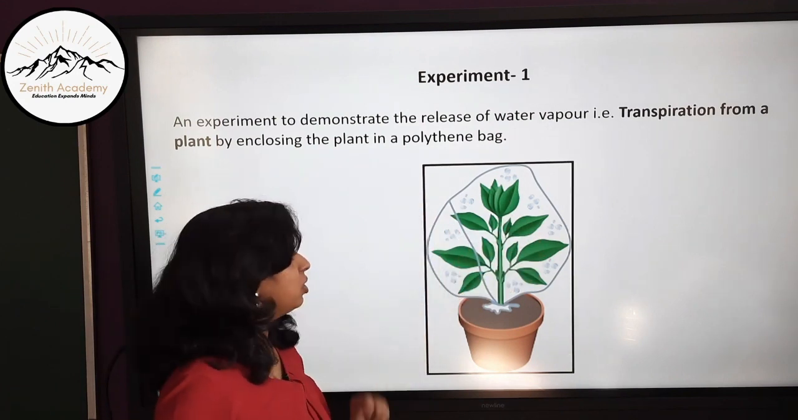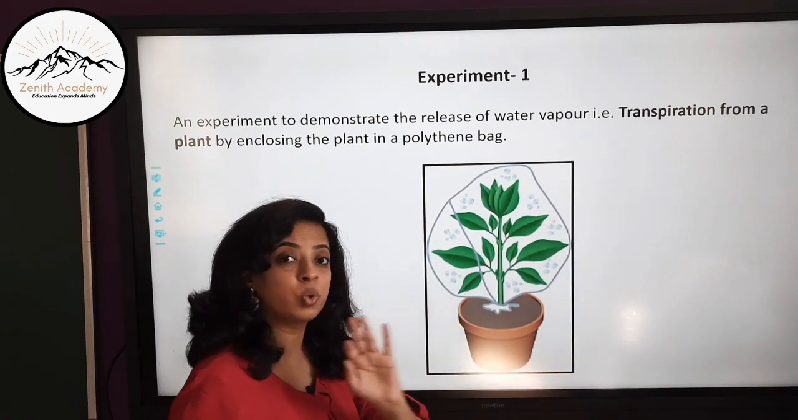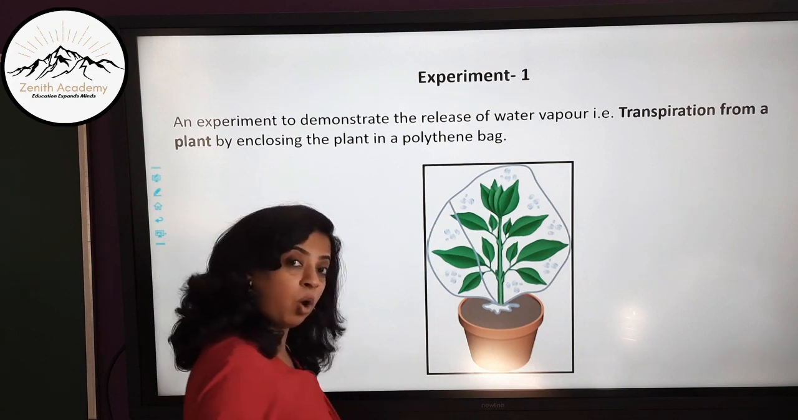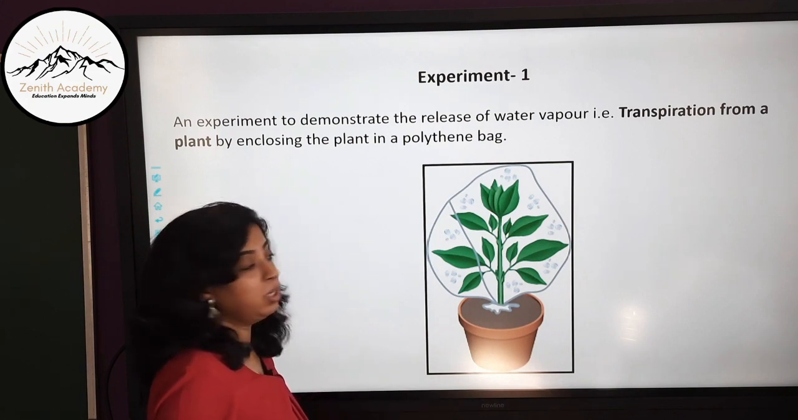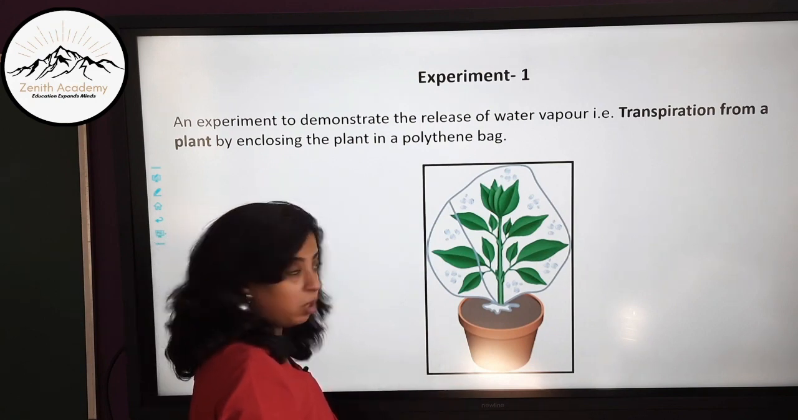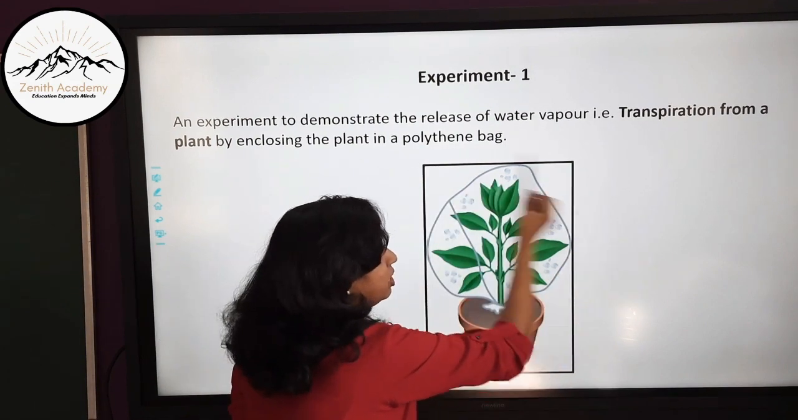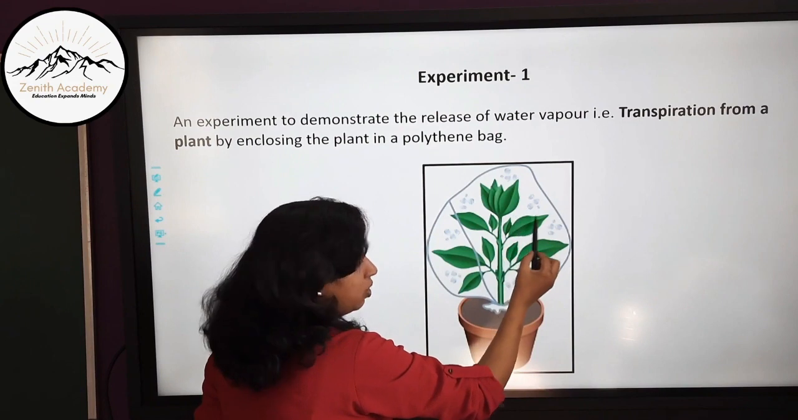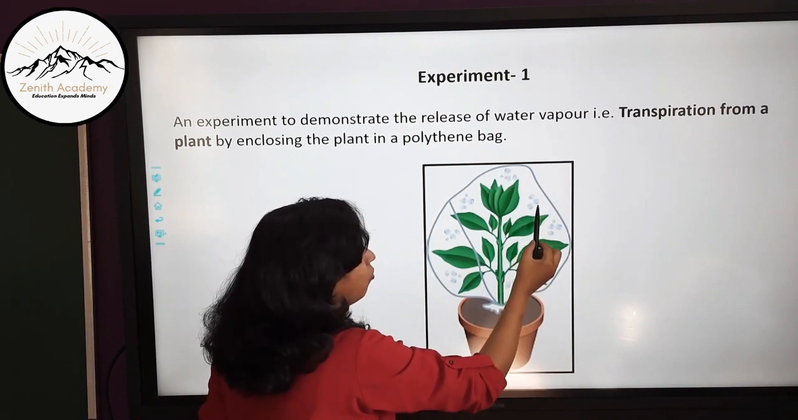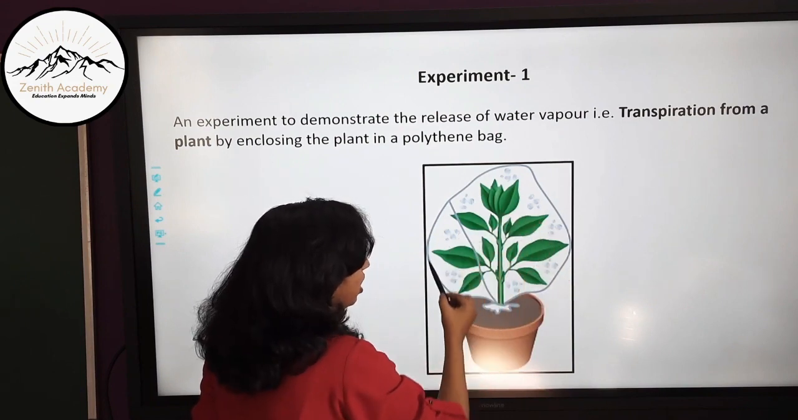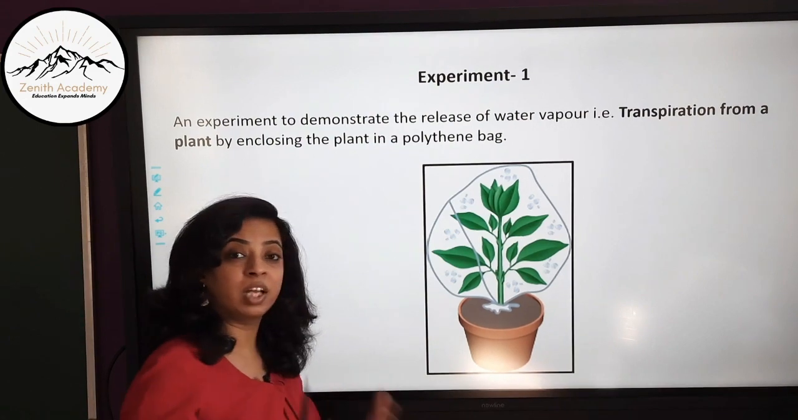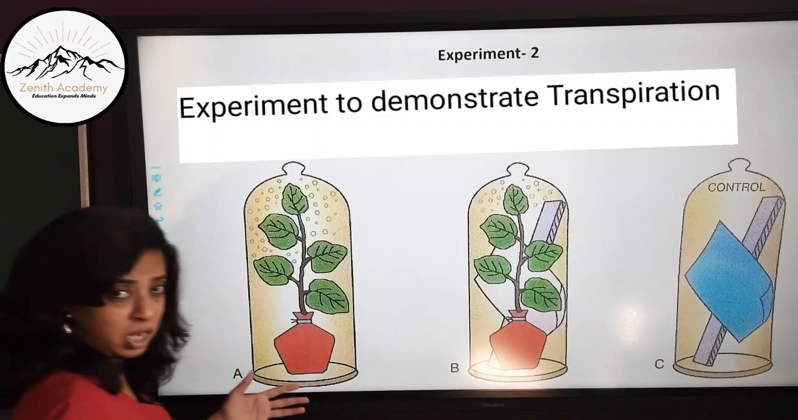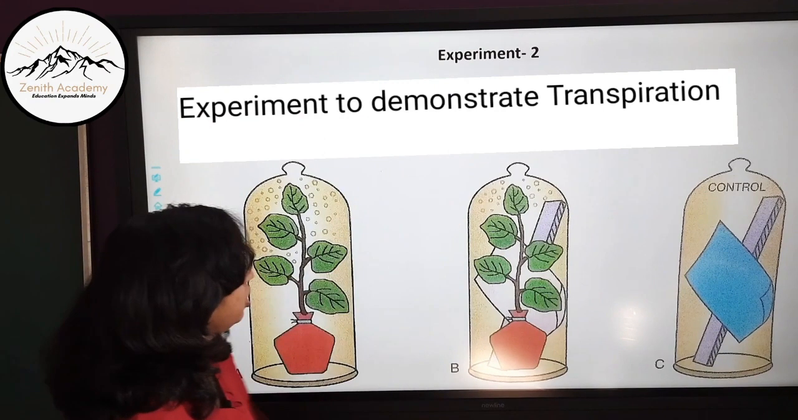Now, children, you should note that only if the atmosphere around the plant is cool will these water droplets condense. We all know the necessary requirement for condensation to occur: the atmosphere outside should be cool. Then these water vapors will condense to form water droplets, and since we are able to see the water droplets, we can conclude that transpiration has happened. This experiment also demonstrates transpiration in plants.